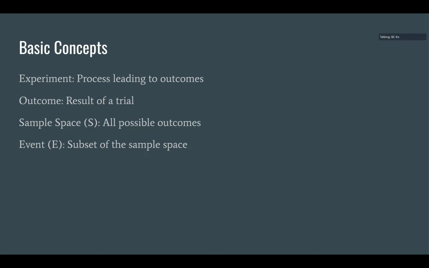An event, often denoted by E, is a subset of the sample space. So it can consist of one outcome or multiple outcomes.